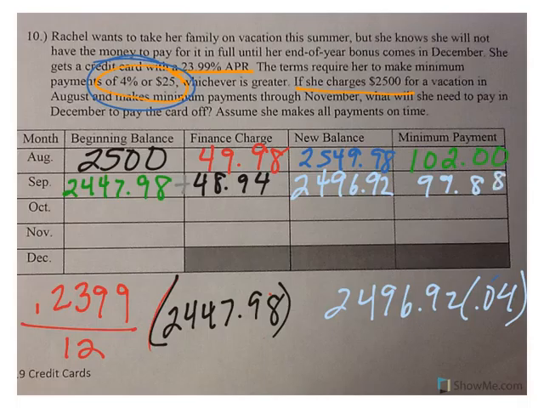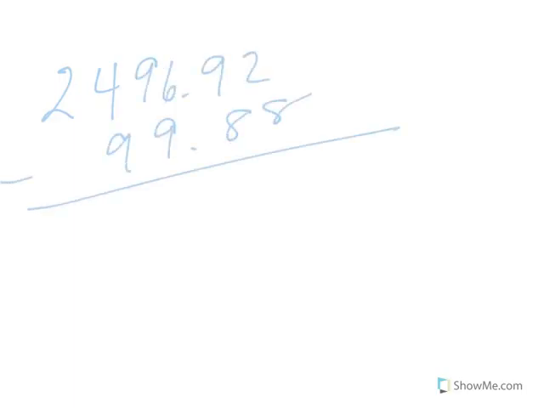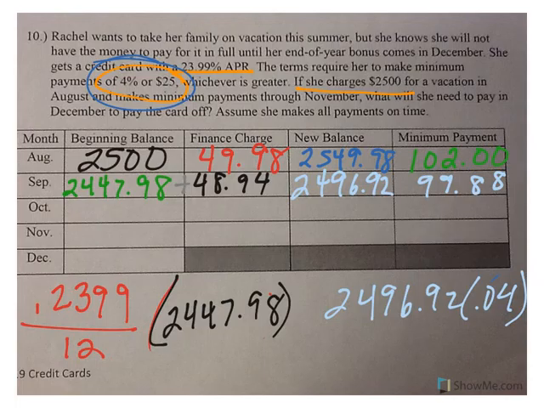And you might be thinking, if she could afford $102 last month, she should do that again this month. And yes, absolutely, she should. But instead, she takes her 2496.92 and subtracts 99.88 for a carryover balance of 2397.04. So it's not super great, but it is what it is.